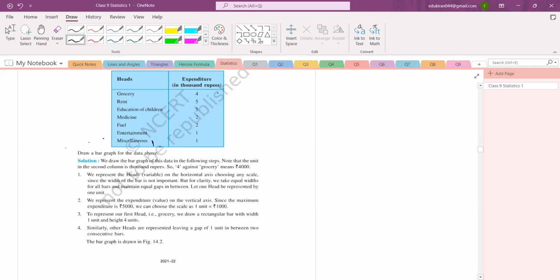First of all, my pen sometimes stops working. See, since we have written it in 1,000, look here carefully. You have to mention what you are taking. So the 4 here means it is 4,000, not rupees 4.